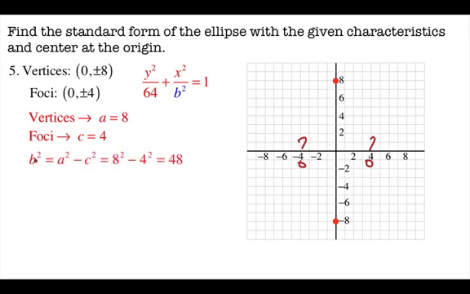I solve for B squared in the formula, and this is what I get. I substitute my A and my C, square them, and I get 48. So now that I know my B squared, I'm basically done. The equation of the ellipse in standard form is the following. Let's move on to number 6.